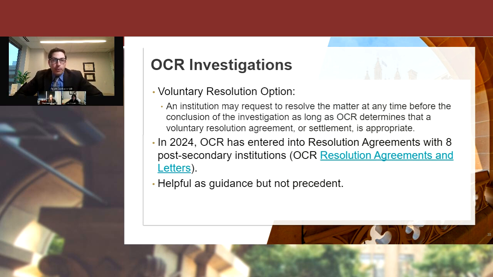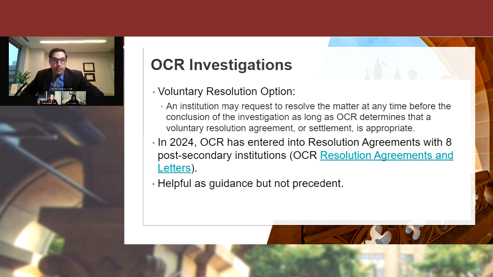In 2024, there were 8 resolution agreements, 8 and counting, right, with institutions of higher education. The link there, these are all available online for you to read, right? We're going to go through a couple of them, but they are posted there. I think there's about 78 outstanding. So this is certainly something that will be on the mind of the forthcoming administration.